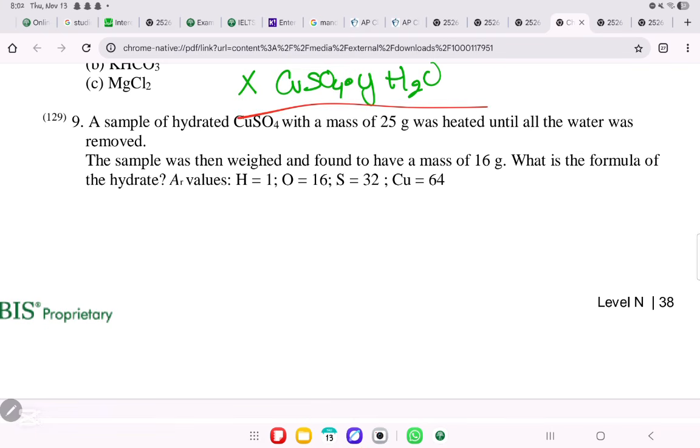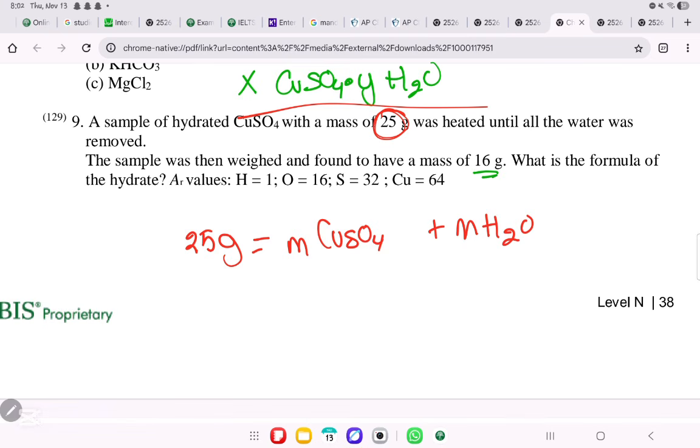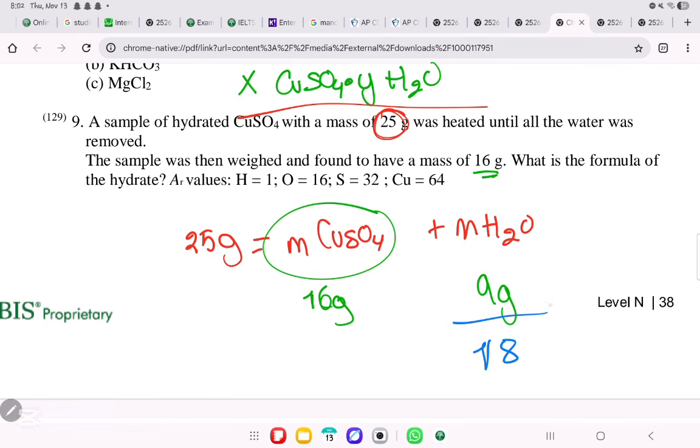First off, the original mass was 25 grams. 25 grams is equal to the mass of CuSO4 plus the mass of water. They told us that after it was heated, after all of the water was gone, the mass of the remaining CuSO4 is 16 grams. That means the mass of water would be 9 grams. Now 9 grams divided by the molar mass, 18, will give me the number of moles, which is 0.5 mole.